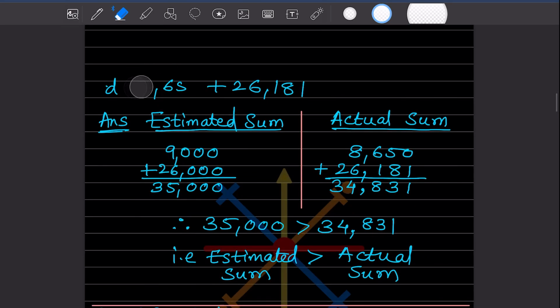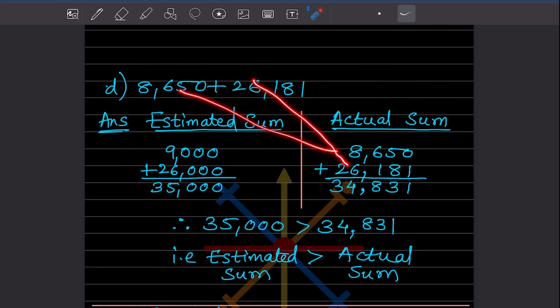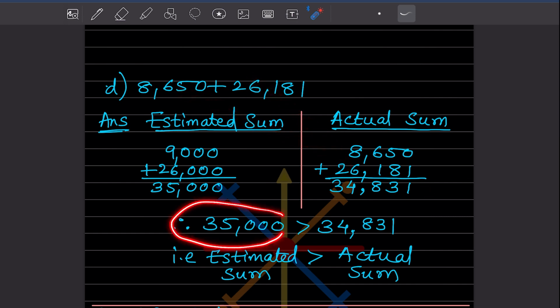Same over here. Sorry about that. So here what are you going to do? 8,650 comes out to be 9,000, and 26,181 becomes 26,000. When you add, you get 35,000. These both are the same, you add them, you get 34,831. Here you can see 35,000 is greater than 34,831. So the estimated sum is greater than the actual sum.